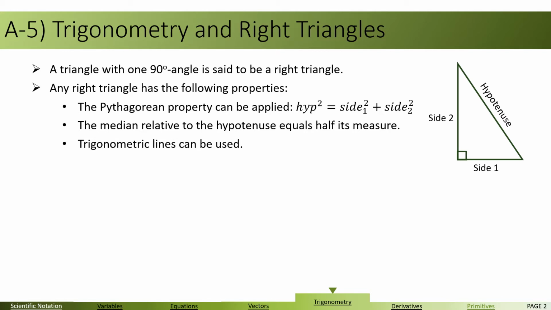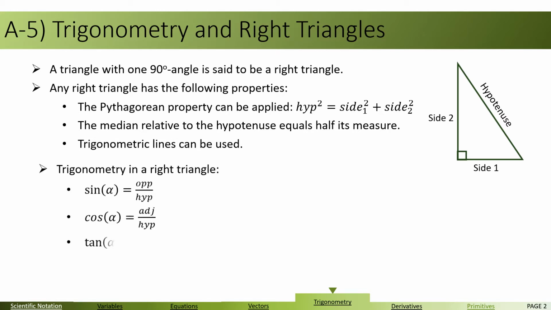Trigonometric lines can be used, and we need to know that we mainly focus on three trigonometric lines, which are sine alpha being opposite over hypotenuse, cosine alpha is adjacent over hypotenuse, and tangent alpha being opposite over adjacent.